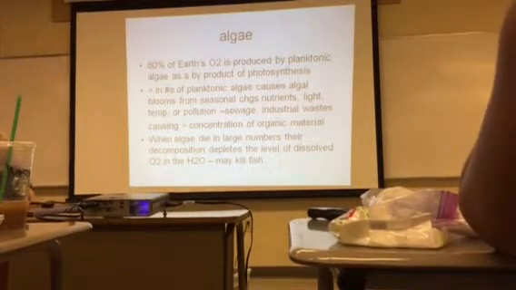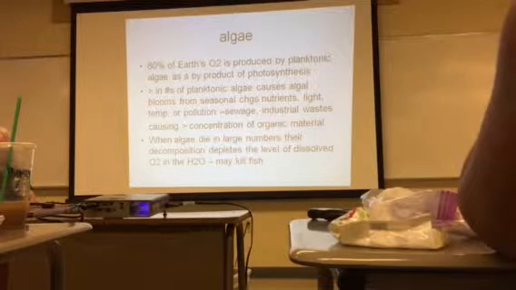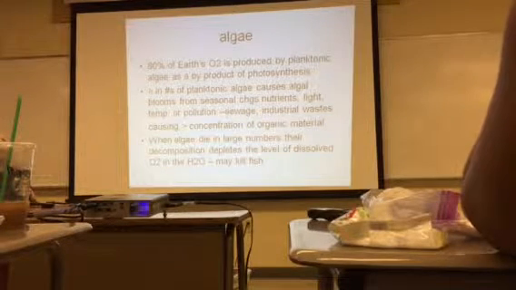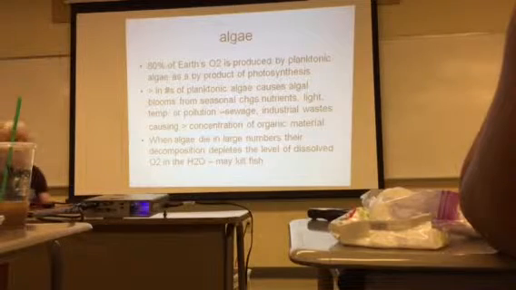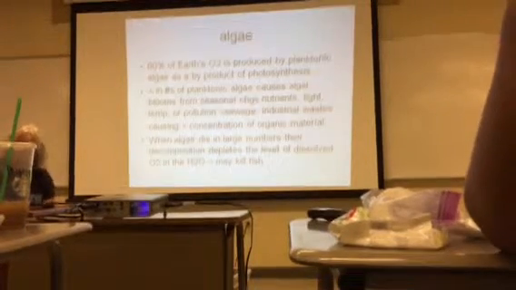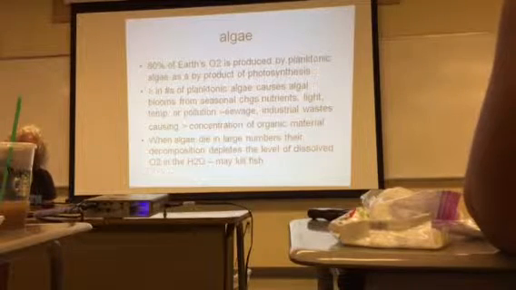When you get too many algae, at some point it isn't going to sustain them because you've overcrowded, so they start to die off. When they decompose, it depletes the level of dissolved oxygen in the water, and so then sometimes you'll get massive fish dying as well.